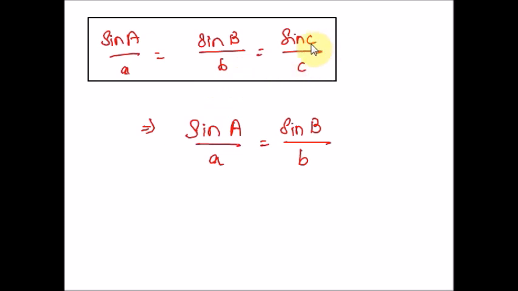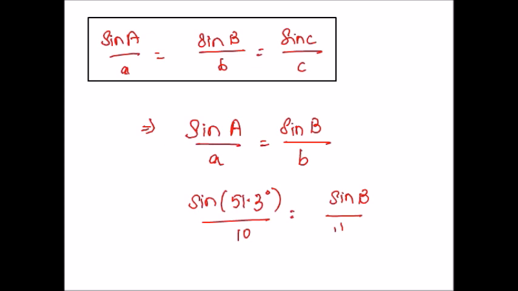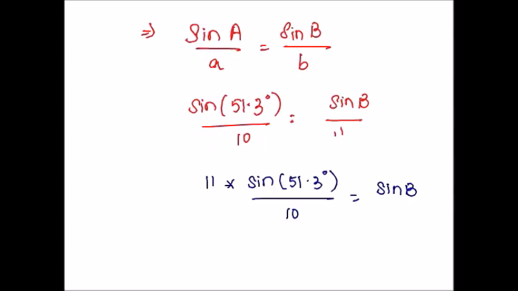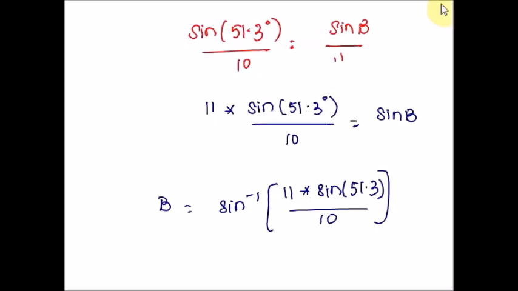Okay, now plug in A, AB. Angle A is 51.3, A is 10 and B is 11. Cross multiply and rearrange. Multiply both the sides by 11 and take sine inverse. Take sine inverse and swap the sides. Calculate the angle B. I'm getting B approximately equal to 59.1 degrees.